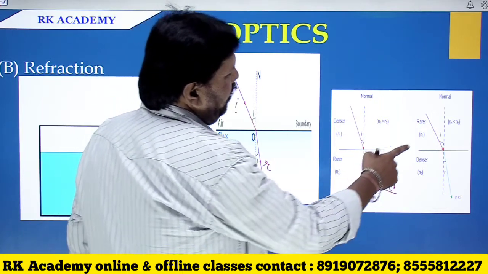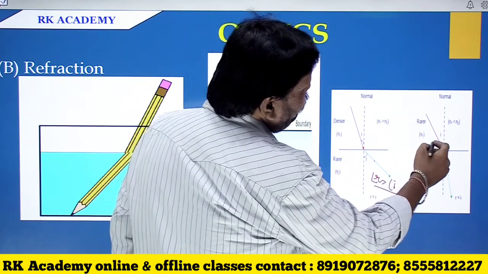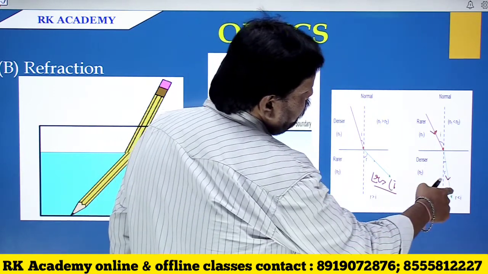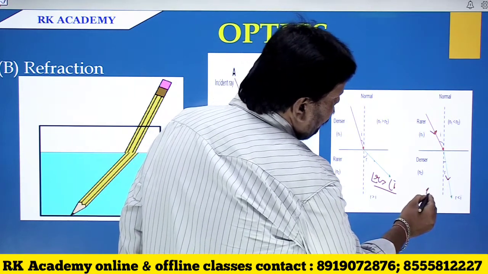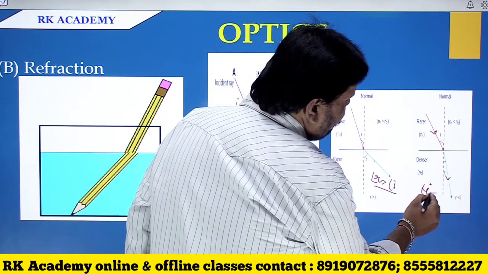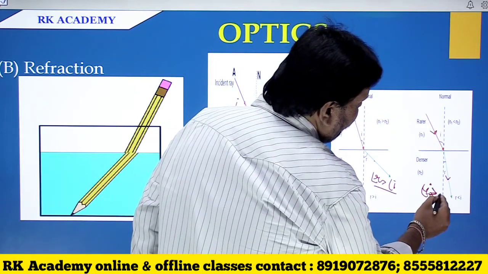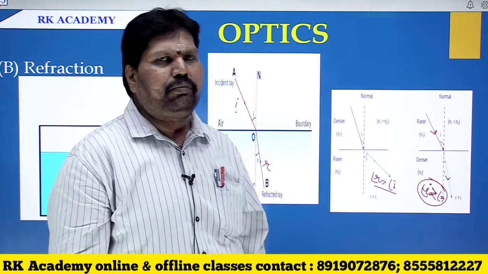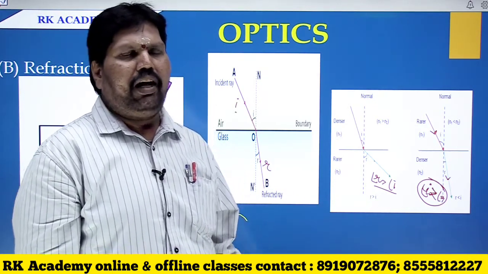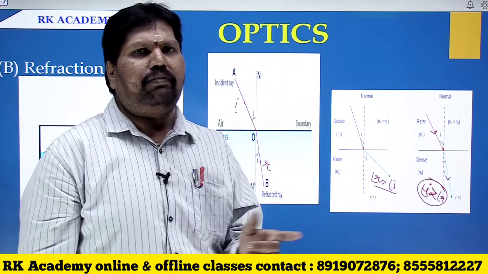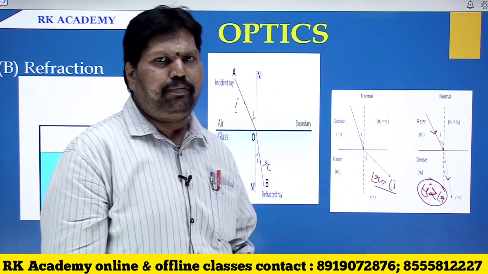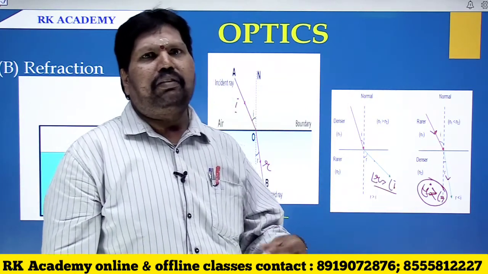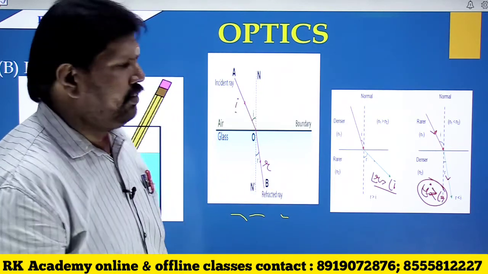And here, when the light ray is traveling from rarer to denser, then it moves towards normal, where angle of incidence is greater than angle of refraction. So these are the two cases one must understand very clearly. The refracted ray moves away from normal when the light ray is passing from denser to rarer. And that refracted ray moves towards normal when it moves from rarer to denser.